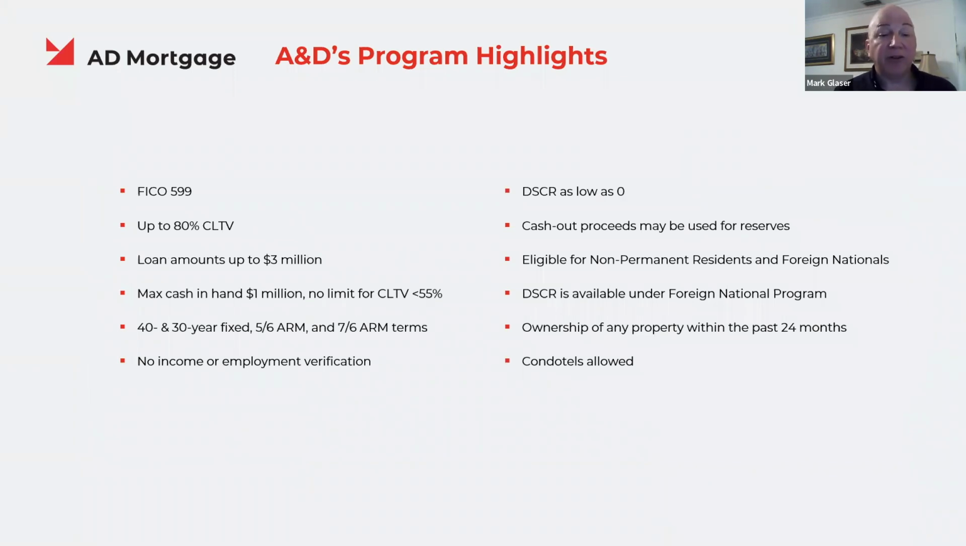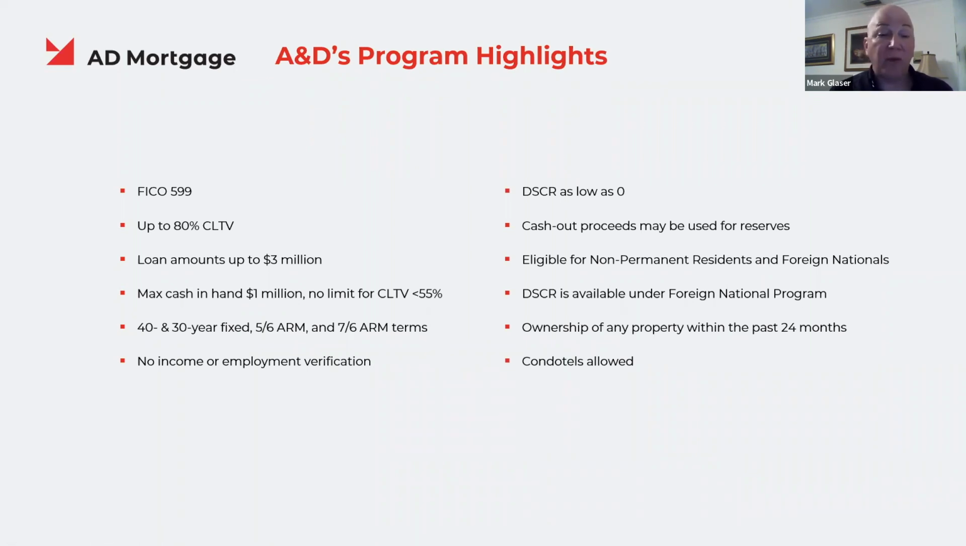Now, as far as the programs go, up to 80% loan to value, up to 3 million without an exception. And then at 55% loan to value and less, we could go over $1 million as in cash in hand. We offer 40-year and 30-year fixed rates. There's no difference in pricing, so we pretty much stay with the fixed rates.